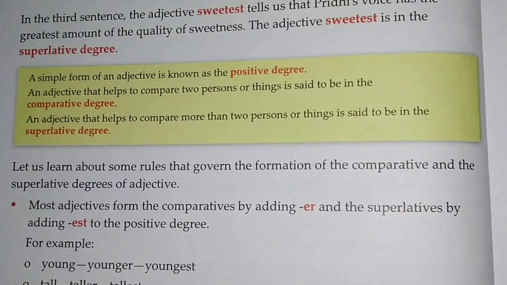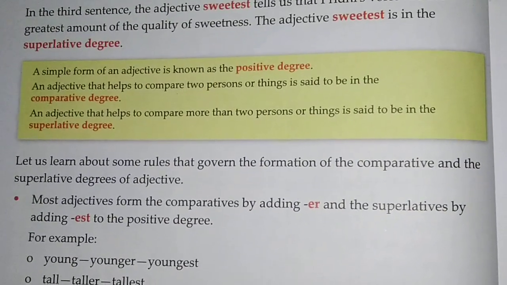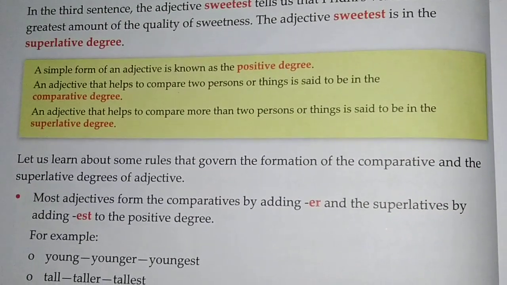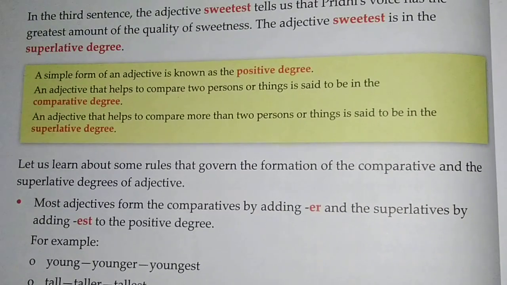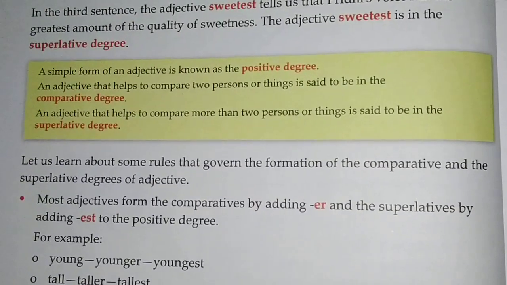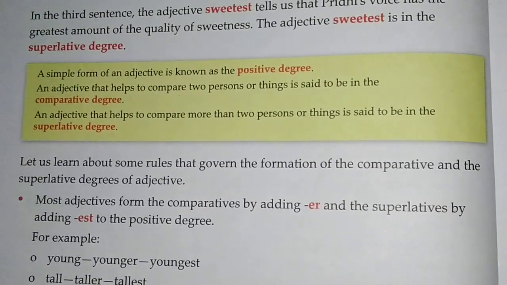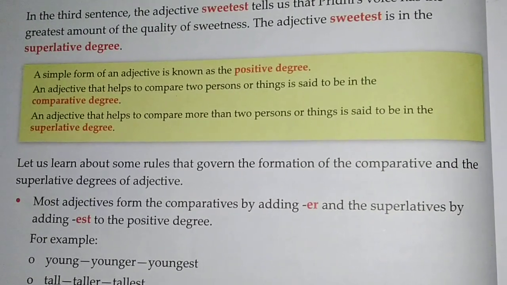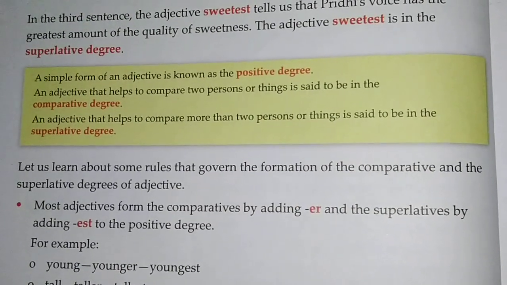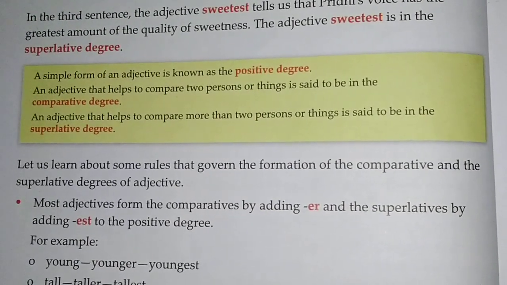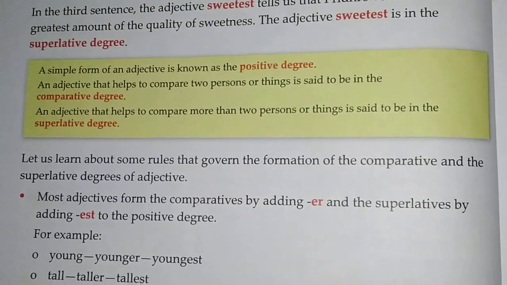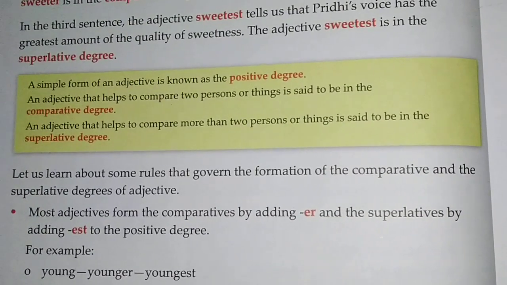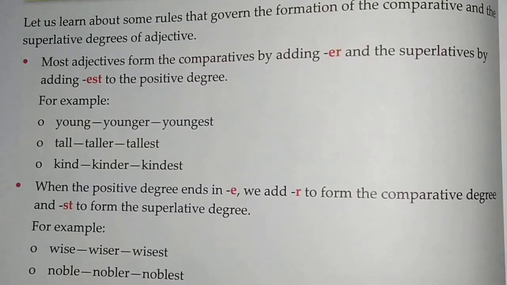Similarly, if I say Ram is the most intelligent boy in the class. Now in this case, I am comparing Ram with all other students in the class. I am comparing more than two people. So we will use superlative degree in this case. So what will become? Most intelligent. So intelligent is your positive degree, more intelligent is your comparative degree, and most intelligent is your superlative degree. So we will learn how we form comparative and superlative degrees from positive degree.